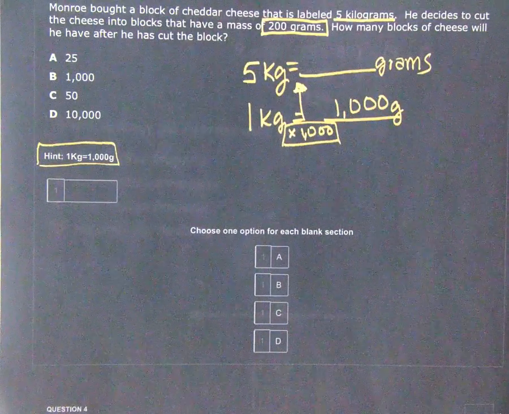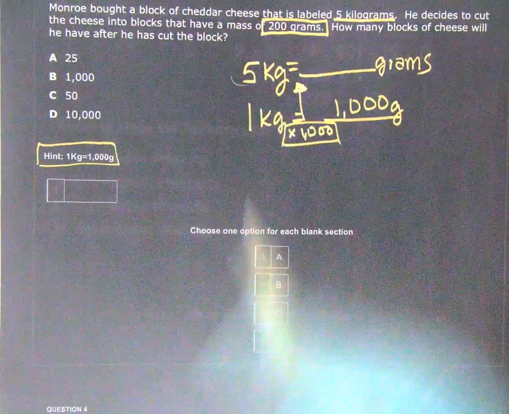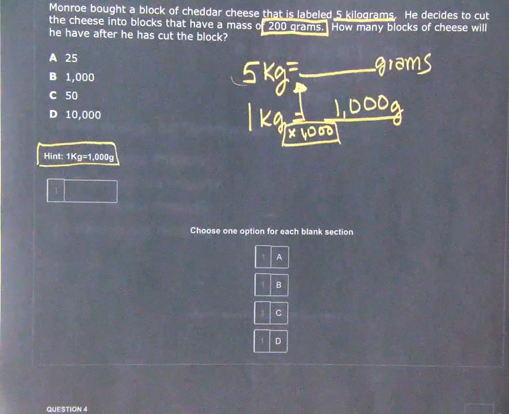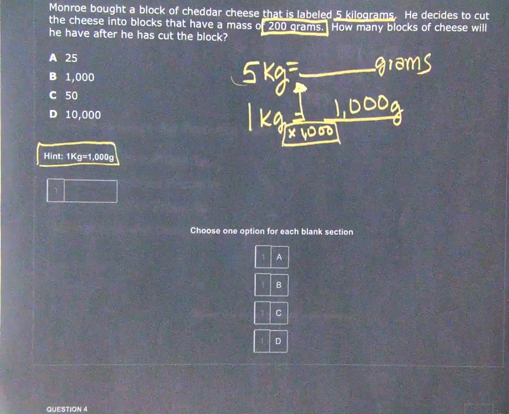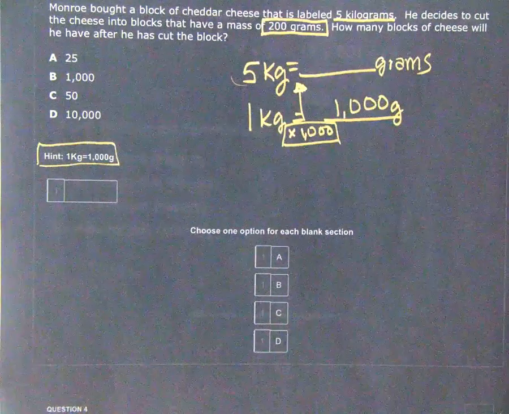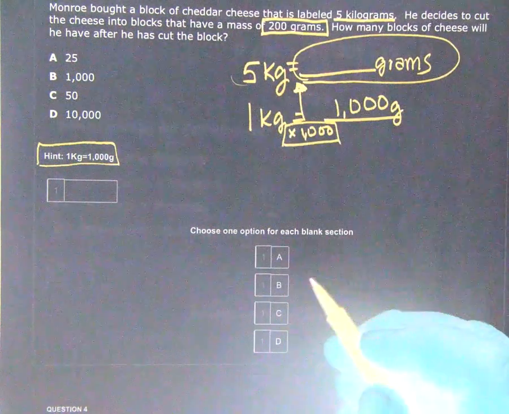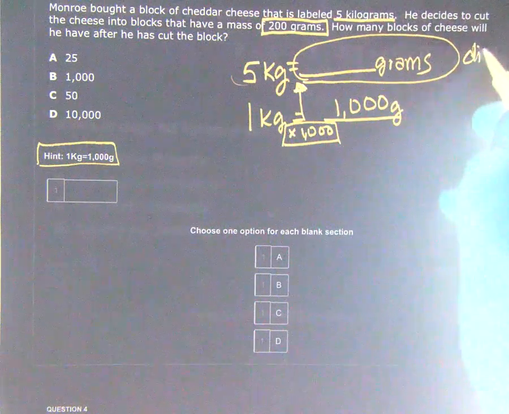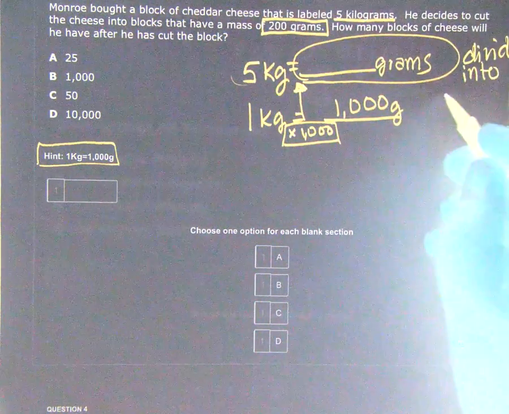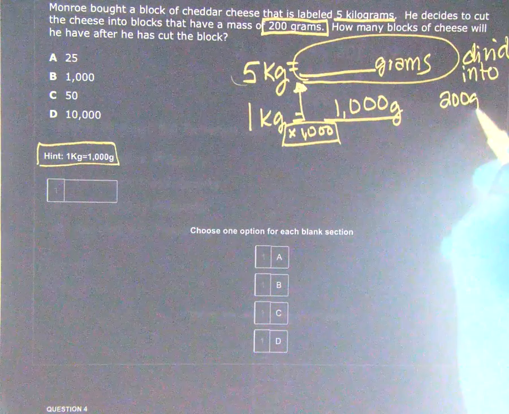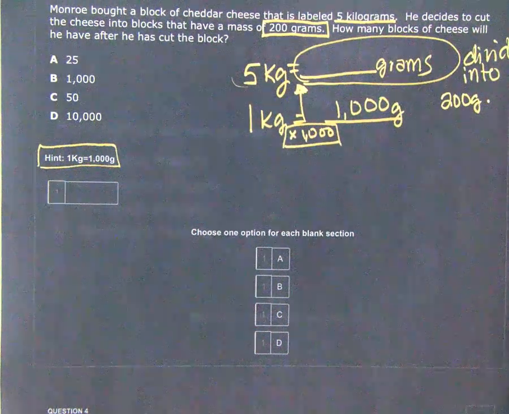I'm not going to give you that answer. Now, once I have that, then I've successfully converted this into grams. But now I need to decide how I'm going to take this amount and change it into blocks or sections of 200 grams. So I have to take whatever this is, and I have to divide it into sections that are 200 grams. And maybe that'll help you come up with the answer.